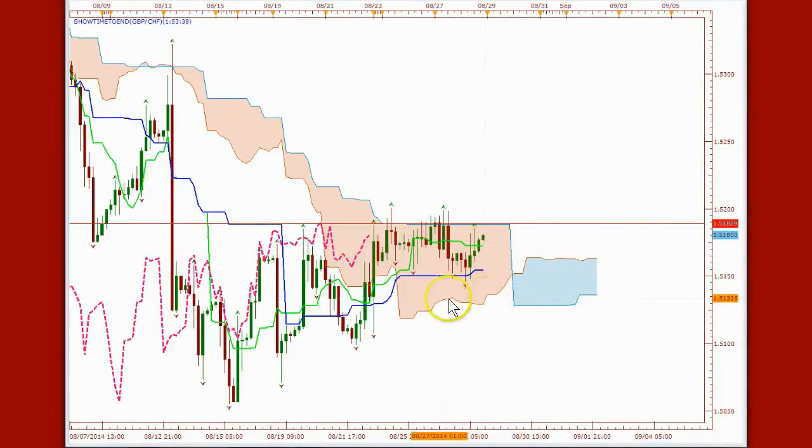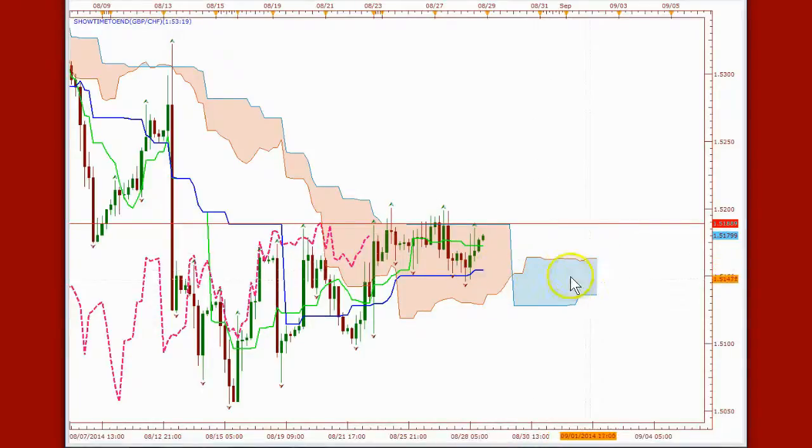So we just want to be prepared. When you're inside the cloud, that's your greatest opportunity, because now you just look for it to break out of either side, to the upside or to the downside, but you want to have all your signals on whichever way it breaks. Now, if this broke to the downside, we don't have all bearish signals, so we wouldn't be able to take the trade.